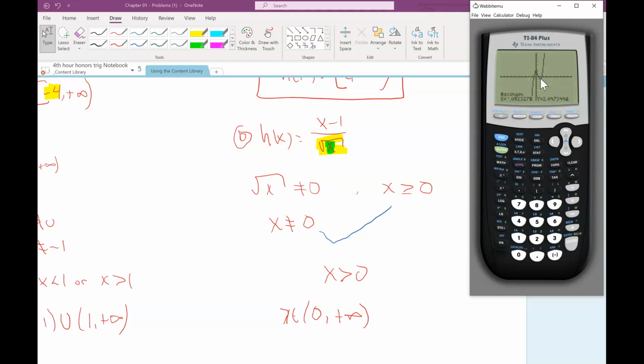Then to find the minimum, I'm just going to repeat that same process. So I'm going to press second and trace, but this time choose the minimum command. My left bound is going to be somewhere in this little section here. Move my cursor, press enter. My right bound is going to be somewhere over here. Move my cursor, and then do my guess. So the minimum there would be like 1.20, comma, negative 1.22.